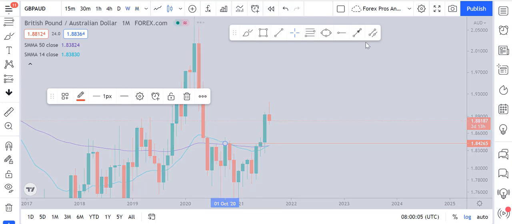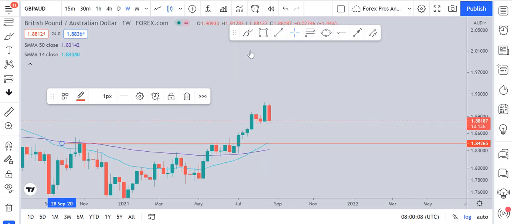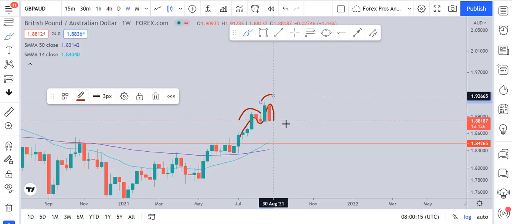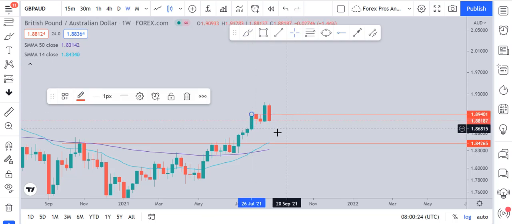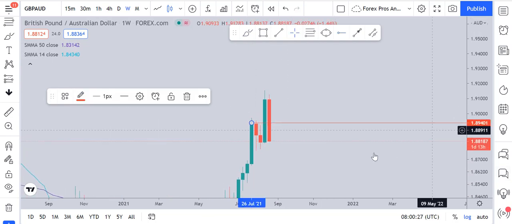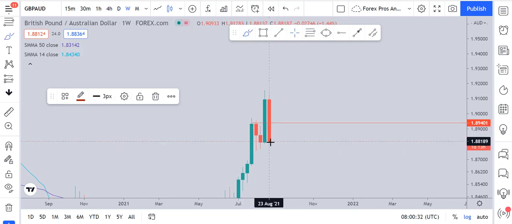Now, moving back to the weekly time frame, the market is forming a head and shoulders pattern. This is the first shoulder, this is the head, and now we can expect the market to make the second shoulder and afterwards continue its movement towards the downside. We will be waiting for the next week to start and then continue its movement towards the upside. Of course, our entry will be based on the 4-hour chart.